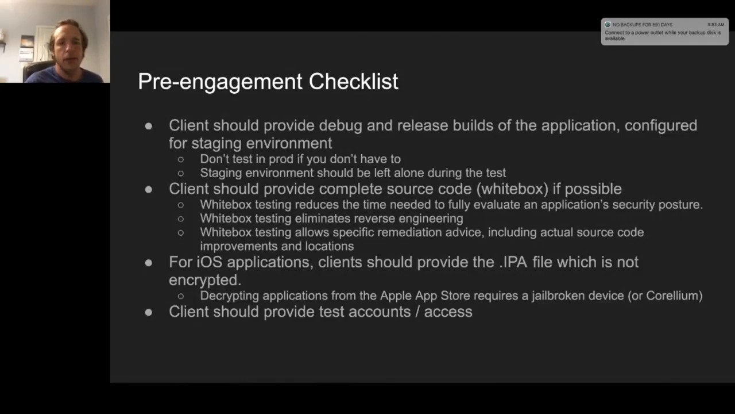For applications that are coming through the App Store, I also ask the client to provide me the unencrypted IPA file. And the IPA file is basically an application bundle that's sent to the App Store. If you're not familiar with Apple's Fair Play, basically in order to get a decrypted bundle from the App Store, I'll have to have a jailbroken device. And as we know, Apple tends to not like jailbroken devices. So it can sometimes be hairy, especially if you have to test on a brand new iOS version. And there are some workarounds for this, especially if you have a service like Corellium that allows you to simulate a jailbroken device.